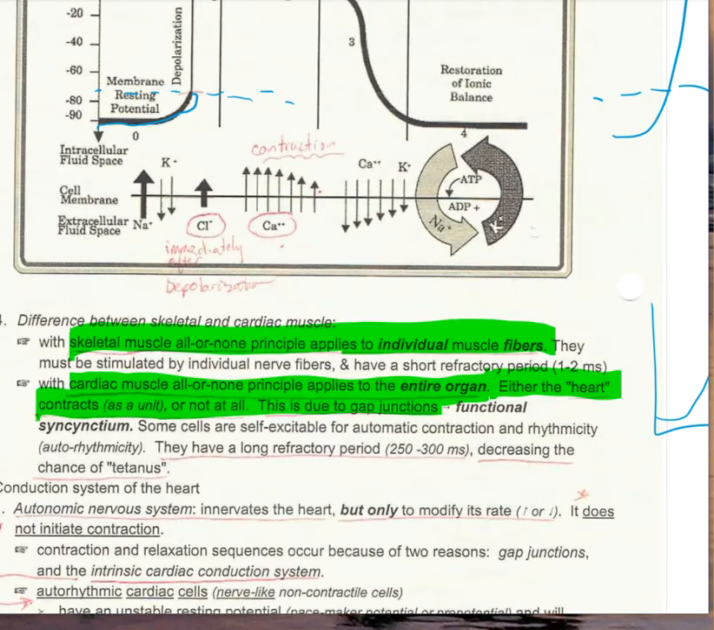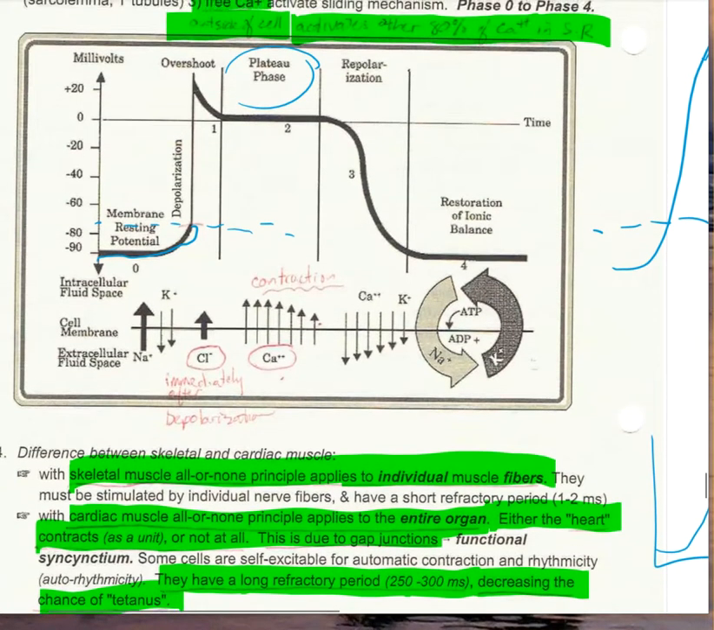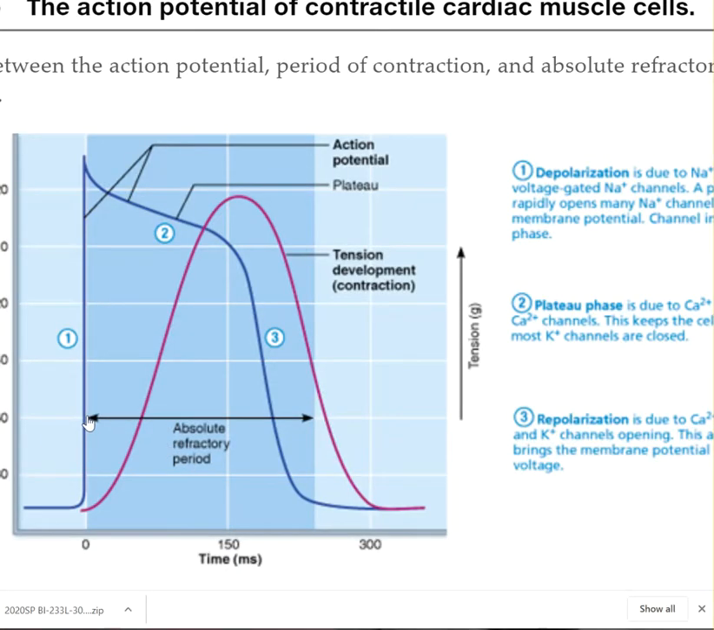Okay, so what we want to do is have a longer refractory period where we cannot cause contraction to occur on top. And so this long refractory period decreases the chance of tetanus, and this long refractory period is what we see right here in the plateau phase. Your book, the one thing that I do like about that diagram is it shows here that the absolute refractory period is this very long time frame.